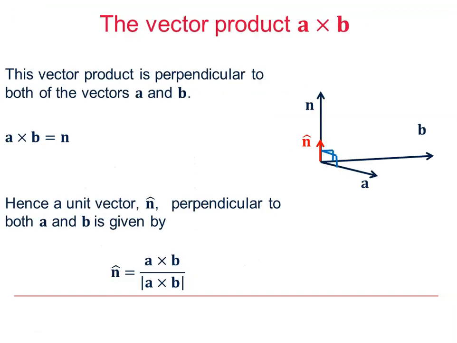Well, we know from what we've done previously that n, which is the vector a cross b, is perpendicular to a and b. So to find a unit vector, we simply need to find a vector which is of length 1 in the direction of n. To do that, take the vector n and divide it by its length or its modulus. So we get this very straightforward formula for n hat, which is the vector in the direction of n of length 1, as being a cross b divided by the modulus or the length of a cross b.